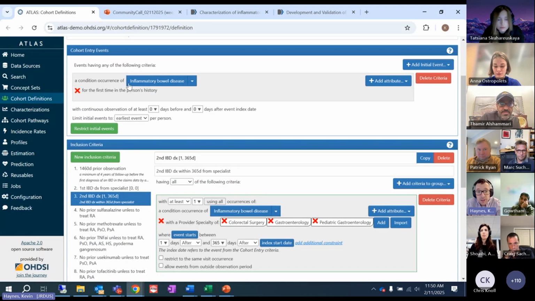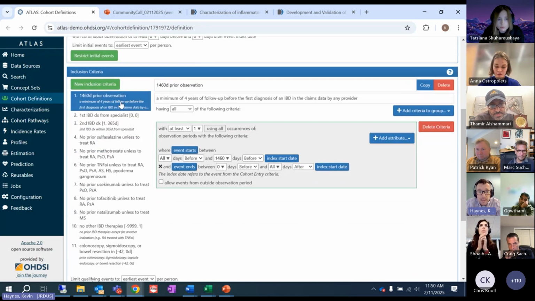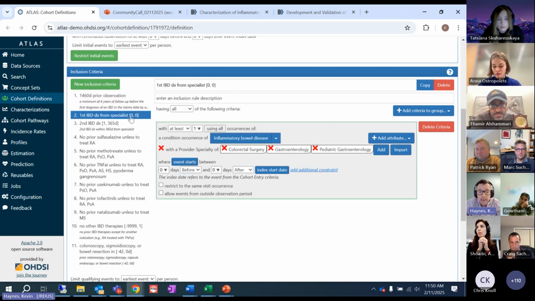And so here's a condition occurrence of inflammatory bowel disease for the first time in a patient's history. And then we have several of these inclusion criteria that need to be satisfied to get at the specific incident diagnosis of IBD. Obviously, databases that don't have specialist information are not going to be able to comply with these types of definitions. So you still need to know your underlying data sources that are contributing to these.